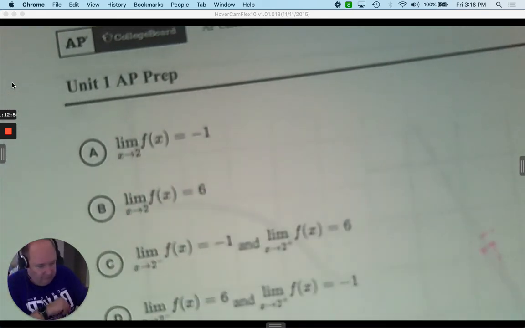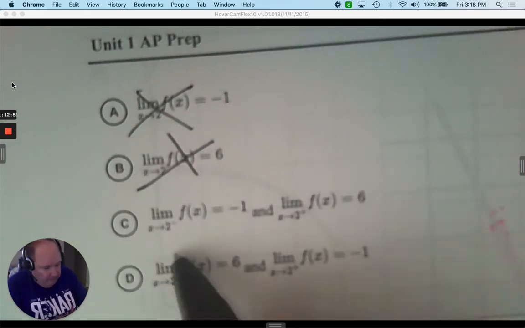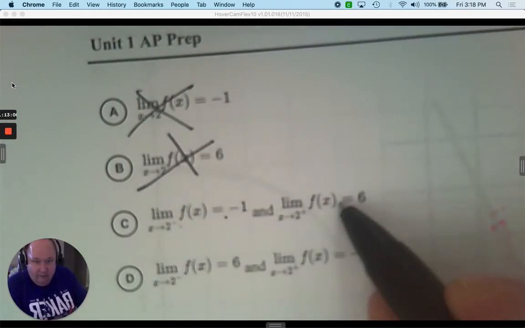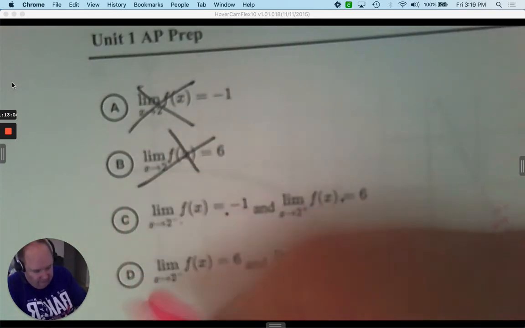So the limit as x approaches 2 doesn't exist because they don't agree. The limit from the left is negative 1 and from the right is positive 6. That's the one I was saying. There's your answer.